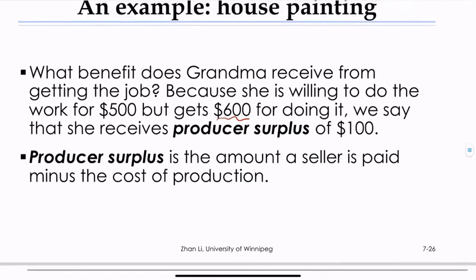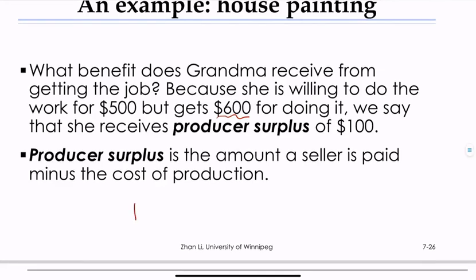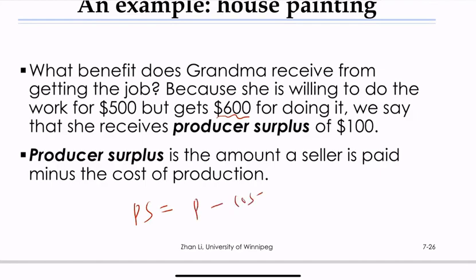To summarize, a producer's surplus is calculated as the amount a seller is paid minus the cost of production. So to simplify it, producer's surplus is essentially price minus cost.